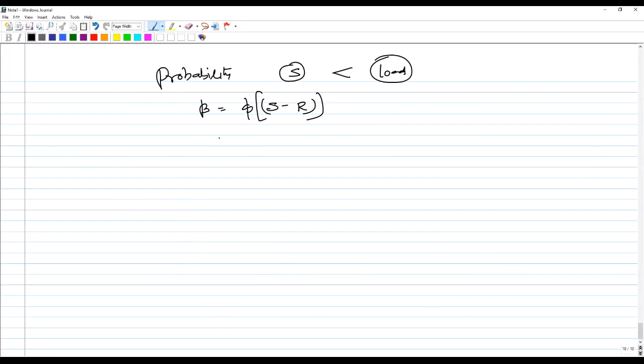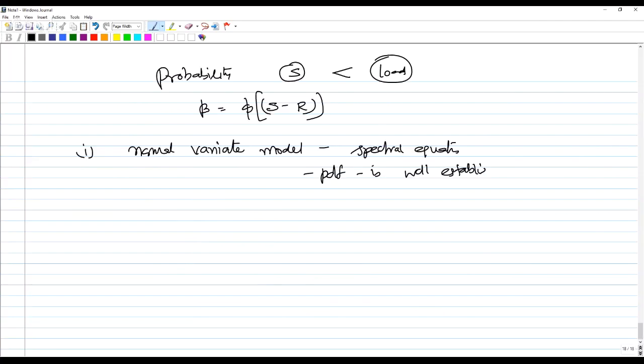Now these two can be expressed in different models. The simplest form is a normal variate model, which is statistically popular, whose spectrum or the governing equation is known. The probability density function is well established, and you have statistical tables which can express the probability density function and its probability of failure in terms of a variable readily in mathematics books. Higher order models will also discuss this.